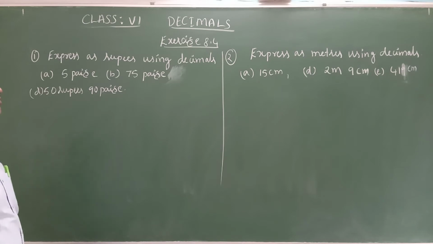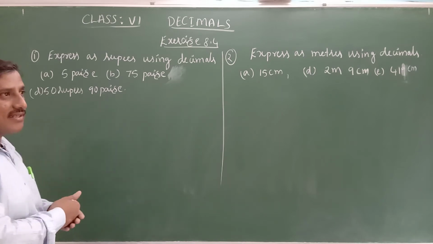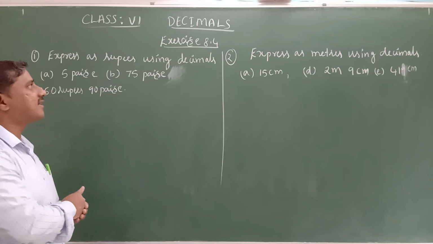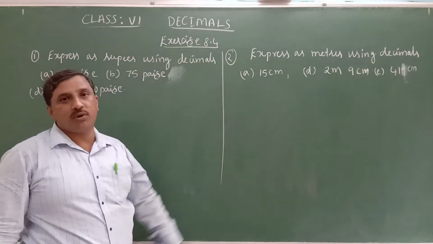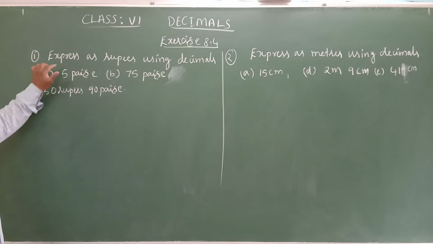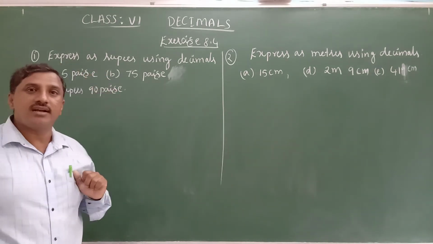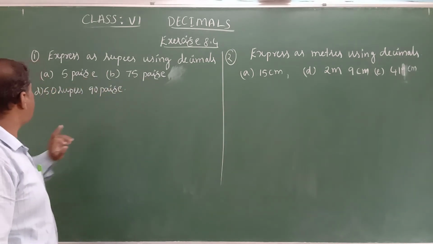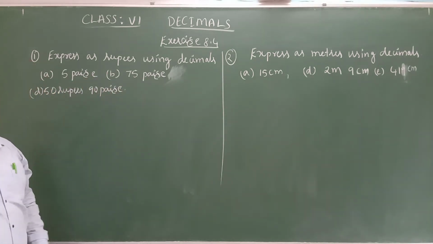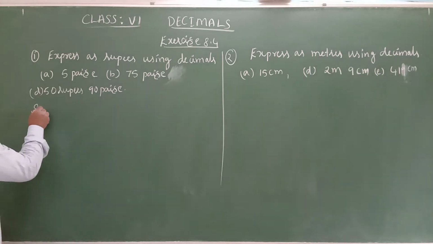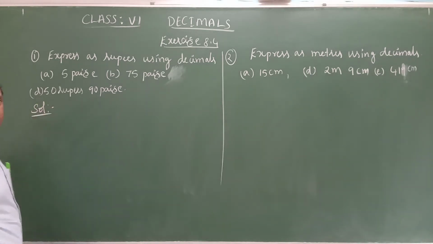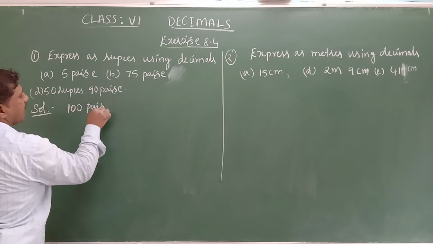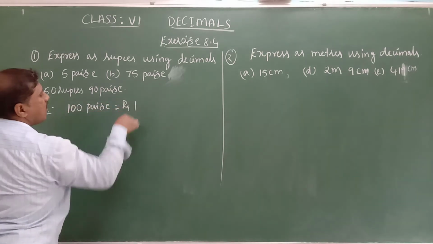Now we will use the knowledge we discussed, converting from smaller units to higher units, and solve Exercise 8.4. The first part: express as rupees using decimals. 5 paise, 75 paise, 50 rupees 90 paise. What is the relationship between rupees and paise? 100 paise is equal to 1 rupee.